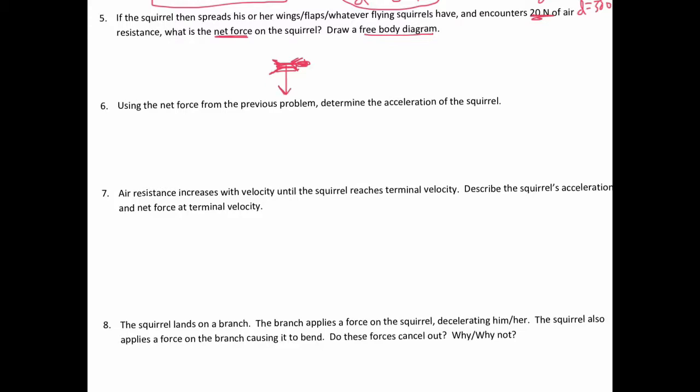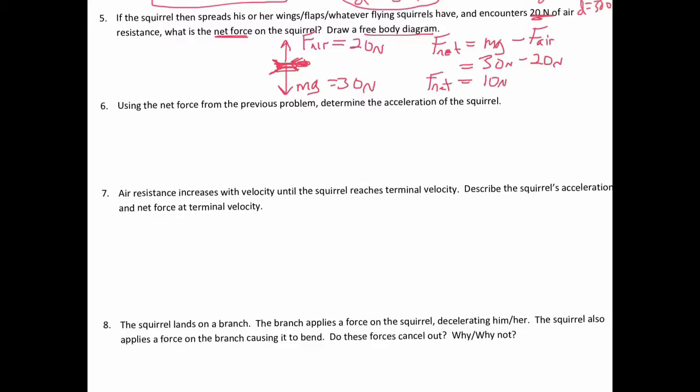Alright, and now two forces acting on this. We have the weight acting down, mg, and now we have air resistance. I'll call that F air. We said the weight was 30 newtons. We said the air resistance was 20 newtons. So the net force is going to be the combination of these. Remember, they're acting in opposite directions. So we're going to have the weight, mg, minus the air resistance, because it's in the opposite direction. So 30 newtons minus 20 newtons gives me a net force of 10 newtons.